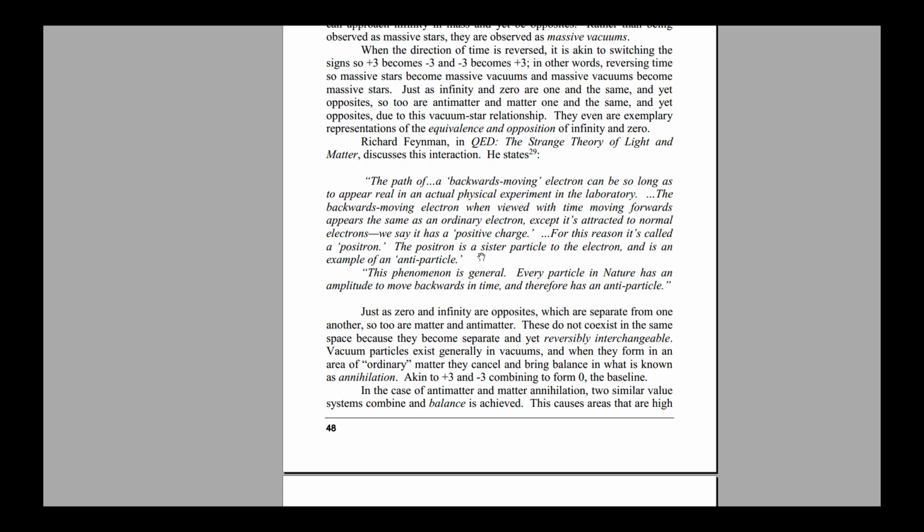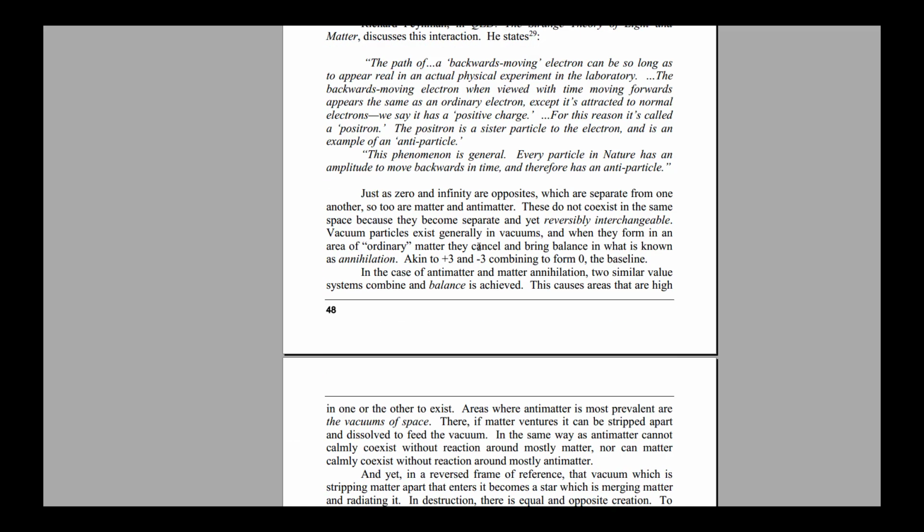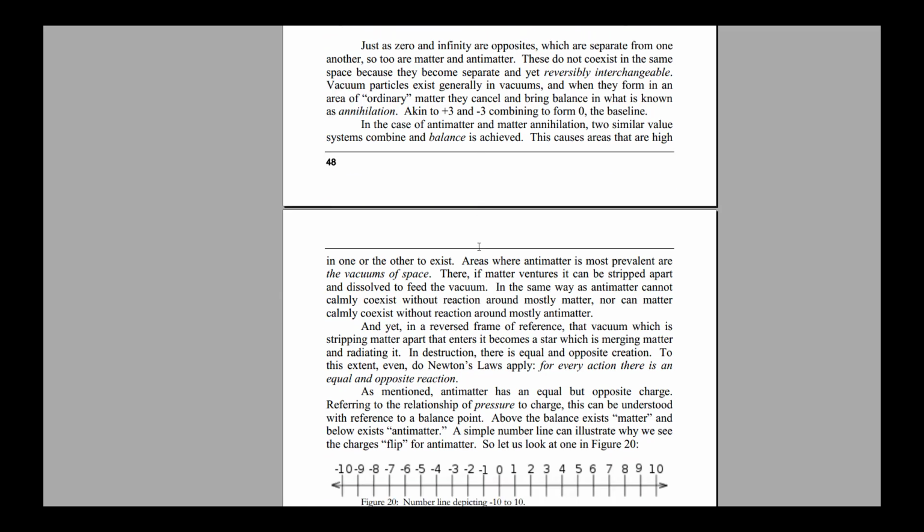Vacuum particles exist generally in vacuums, and when they form in an area of ordinary matter, they cancel and bring balance in what is known as annihilation, akin to +3 and -3 combining to form zero, the baseline. In the case of antimatter and matter annihilation, two similar value systems combine and balance is achieved. This causes areas that are high in one or the other to exist. Areas where antimatter is most prevalent are the vacuums of space.